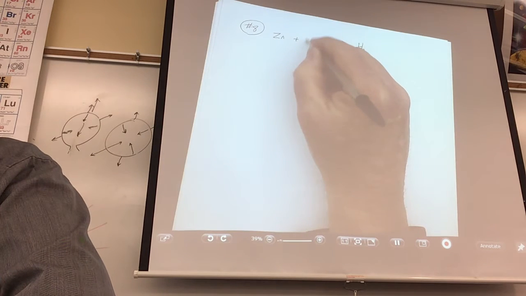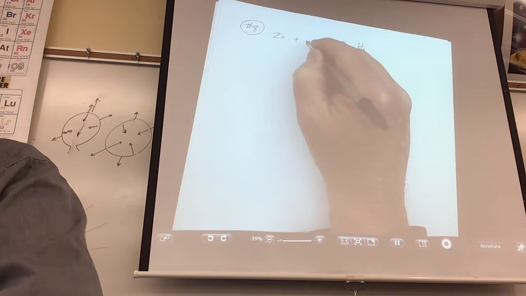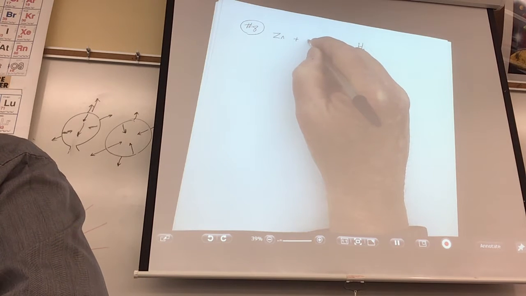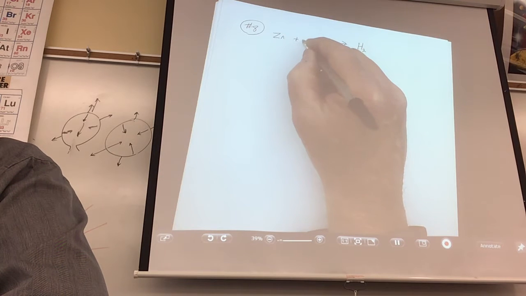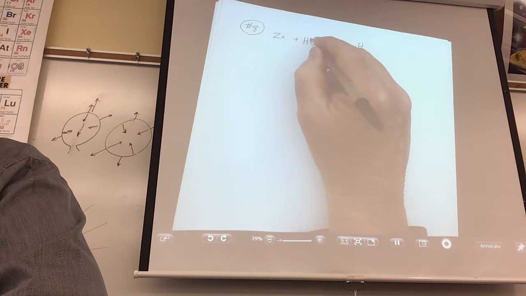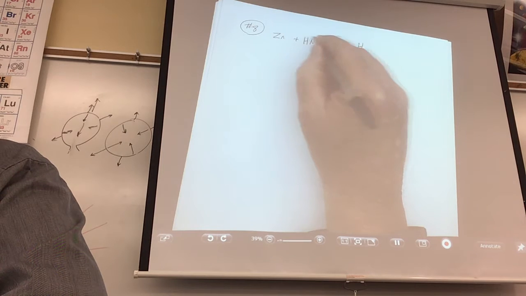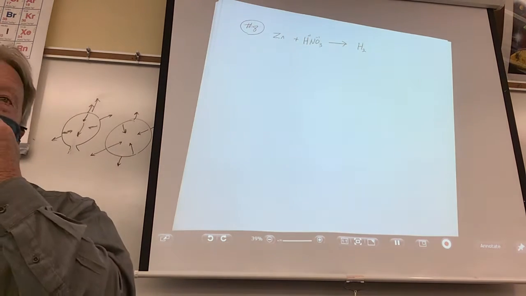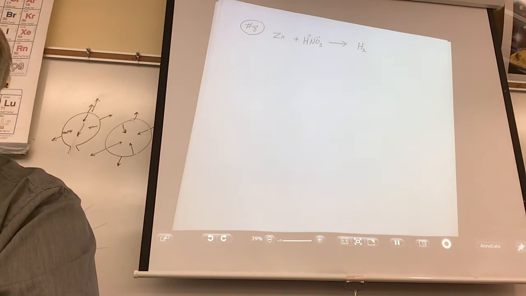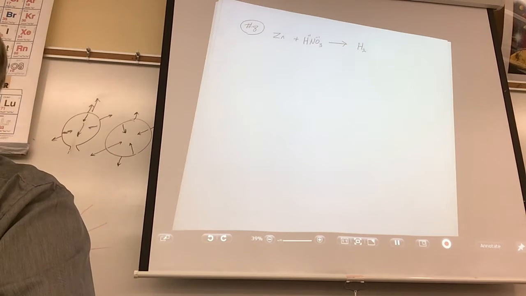Now, does anybody know how to write this one? What do you think? Kyle, you know? Zach, you know? Danny, you know? No. It says here zinc's going to react with nitric acid. What do you know about acids? They always start with what element? H. And nitric acid has a famous nitrate in it. Nitrate's -1, hydrogen's +1. I will tell you that in most cases, I will give you the equation. You'll still have to balance it.